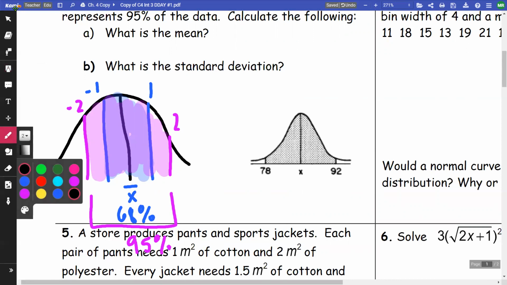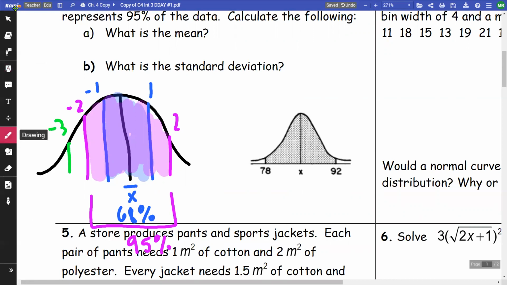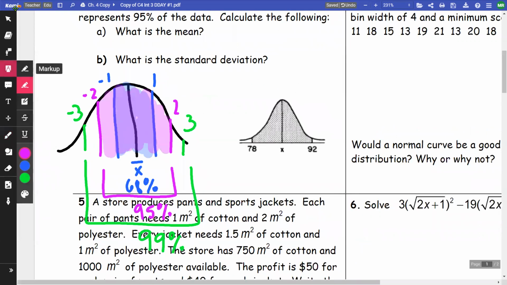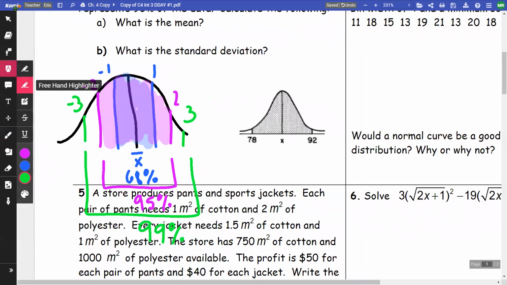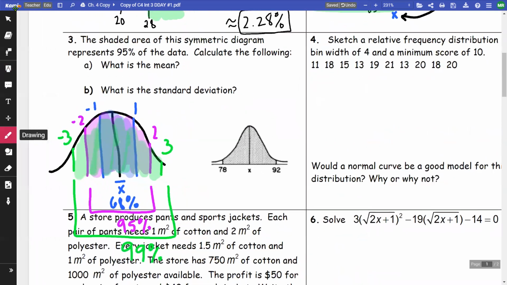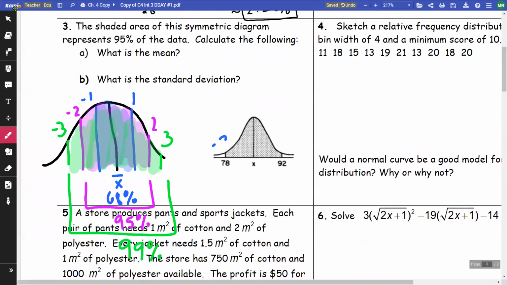And then if I go out again, 1 more to make it 3 standard deviations, the majority of our data falls within 3 standard deviations. This is going to be about 99% of the data. And so again, that 99% is us going from here all the way to here. So in this situation, when they say we have 95%, we're really going -2 and +2 in terms of what a z-score would have been, standard deviation.